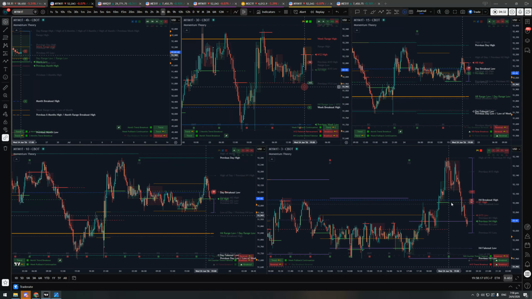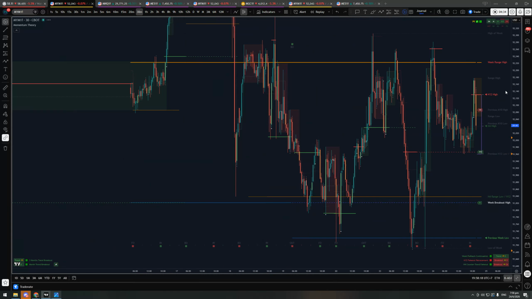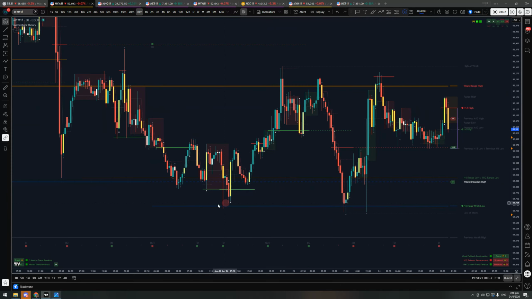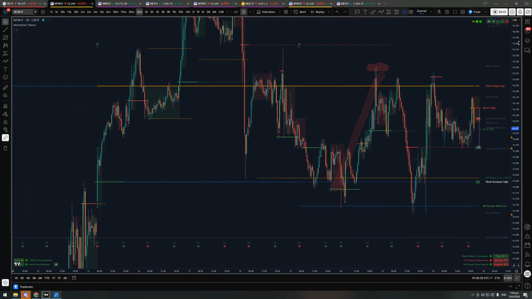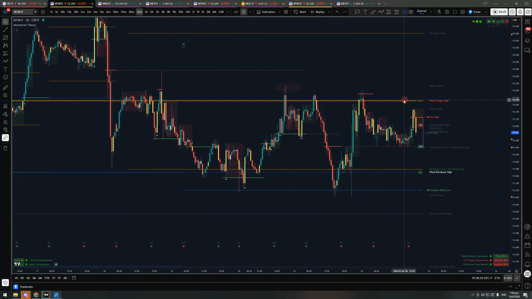up to the H4 high. We had that fake out of the previous week low. This was a trend pullback setup, took that up. I believe I ended up here, and it's setting up again.